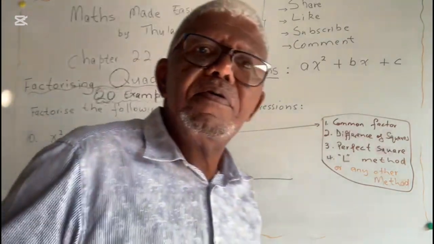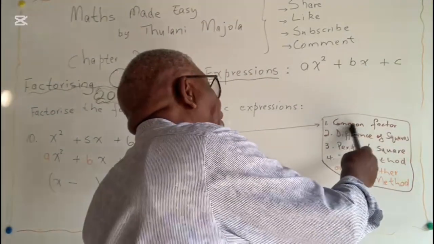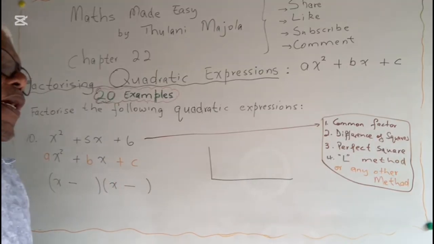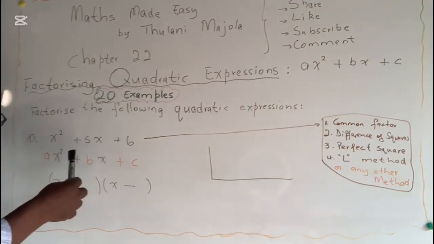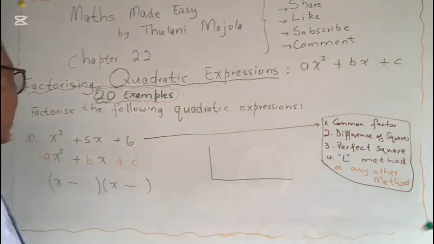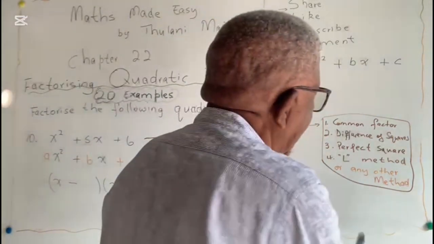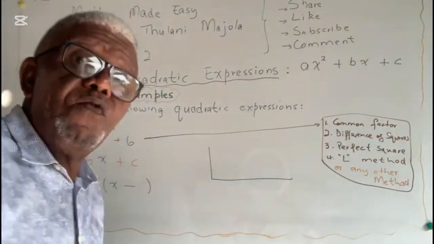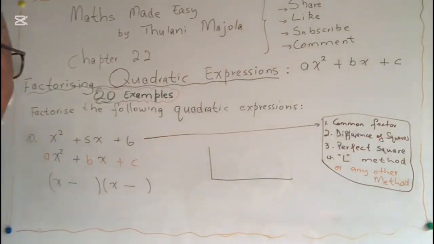Each time we do factorization, each time we look for the factors, we always check if there is any common factor. Here you can see there's no common factor. Then you check if you've got the difference of squares, and you can see it's not there. If it's a trinomial, you check if it's a perfect square. Of course, 6 is not a square number. So next you use the AND method or any other method that you know. For me, I'll demonstrate to you the AND method for the next many examples.